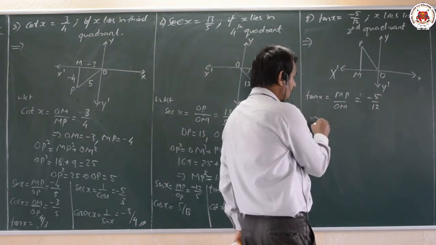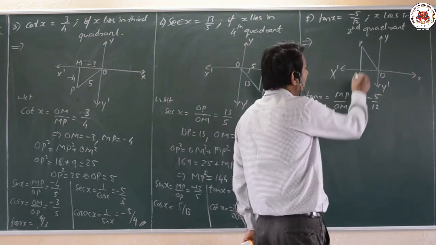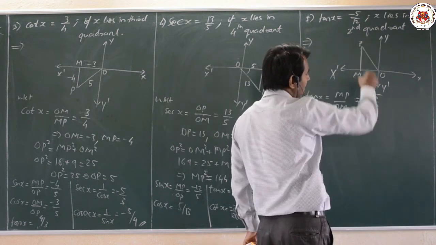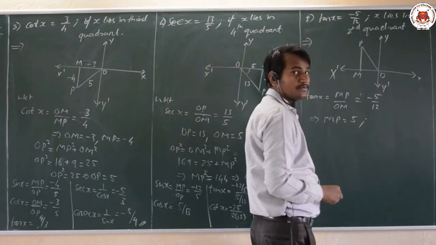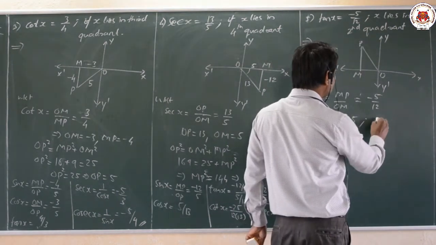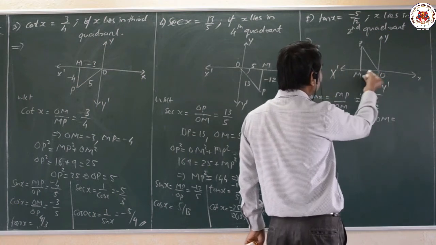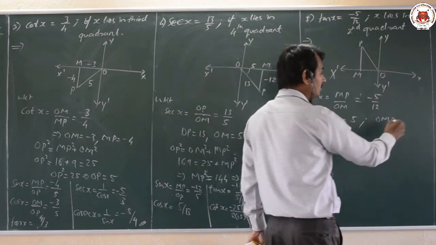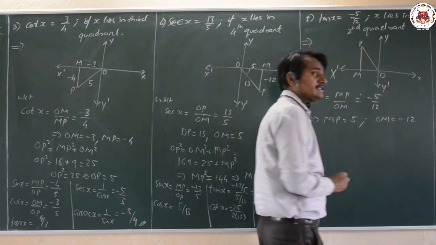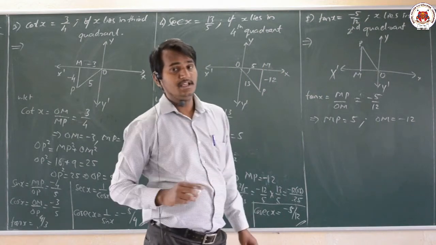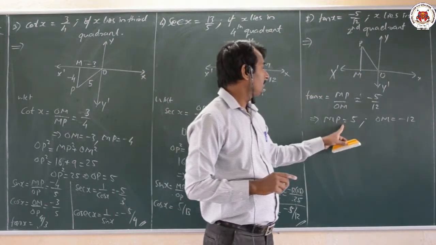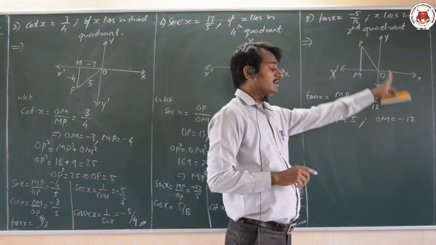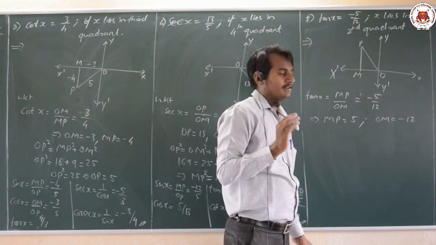Now here we can observe that MP lies on the positive y axis, therefore it is positive, very important. And OM lies on the negative x axis, therefore its value will be minus 12 here. It is a very important thing. If you take MP as minus 5 and solve, the whole problem will be wrong here.